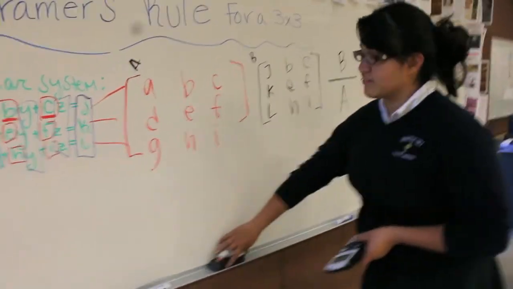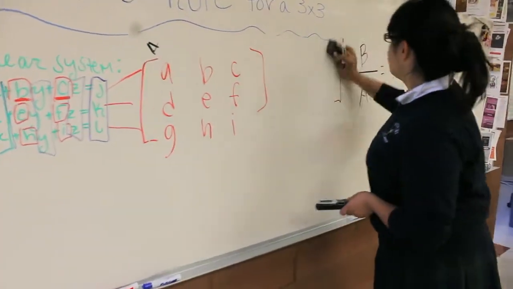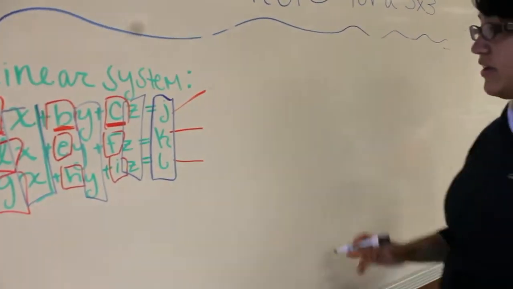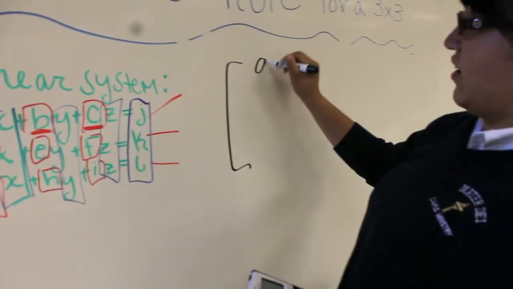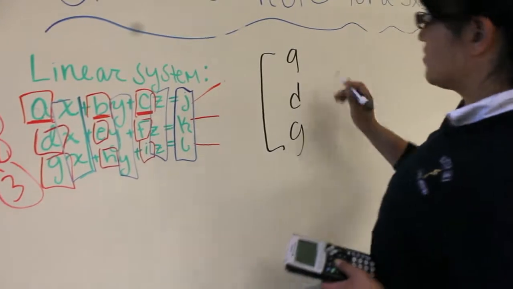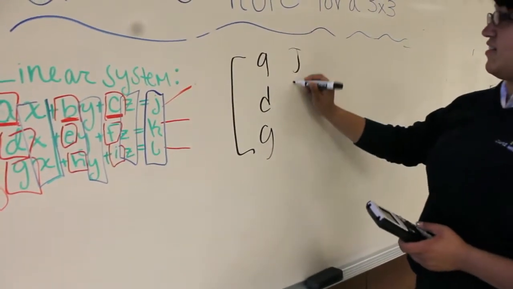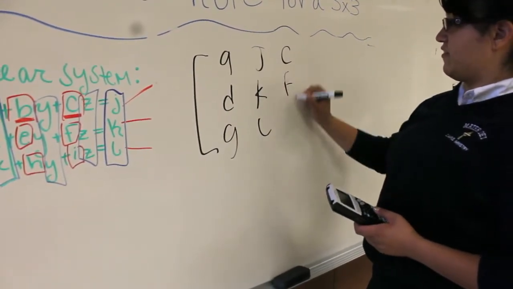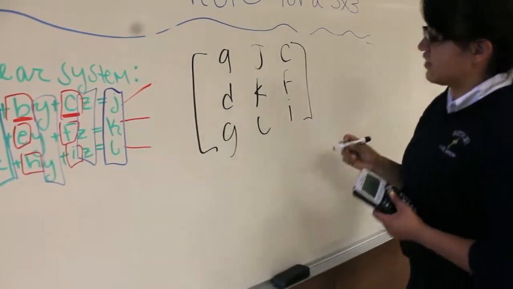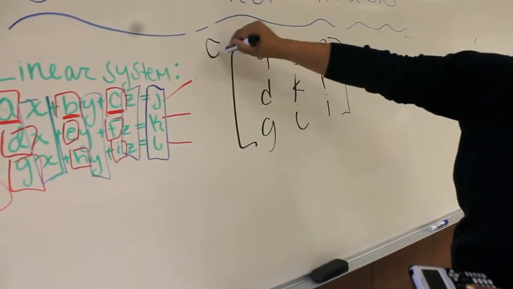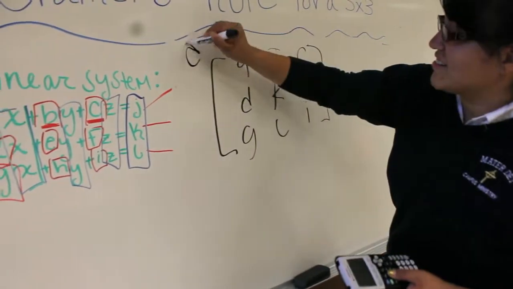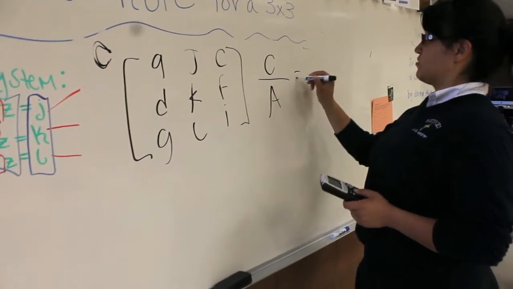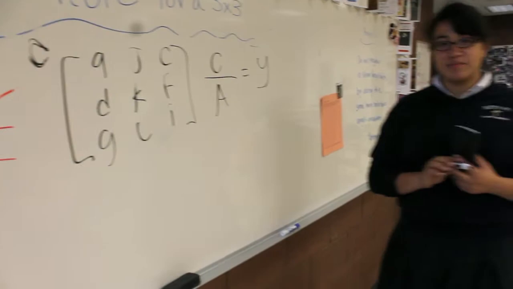So following these same steps, you'll do it for y and z. So now we're solving for y. So it'll be J, K, L, and then finish it off with C, F, and I. Solve it again. This is matrix C. So it's the determinant of matrix C divided by the determinant of matrix A, which will give you y. On track with me? There we go.